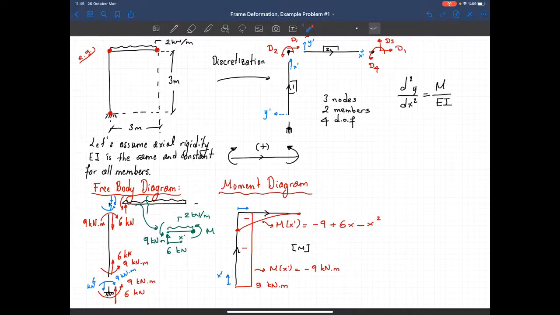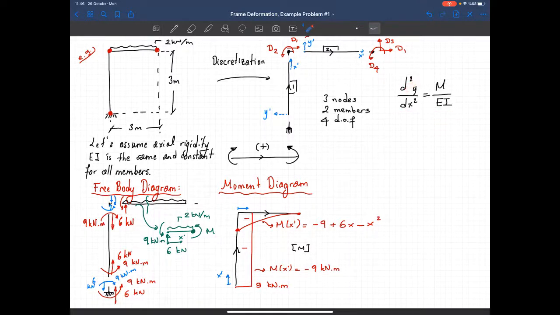Okay, now I have two members and I know the bending moment in each member. I need to solve this differential equation, right? Because this differential equation will give me how much rotation and how much transverse displacement I will have. It's all in there. I know what the moment is, and by solving that differential equation I can determine dy over dx and the equations for y.